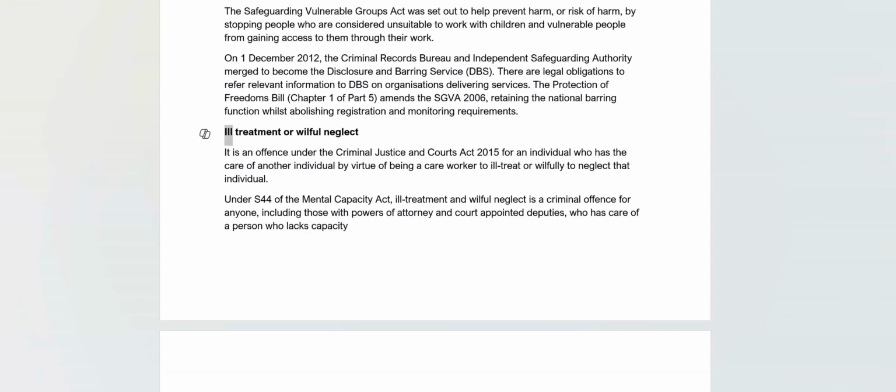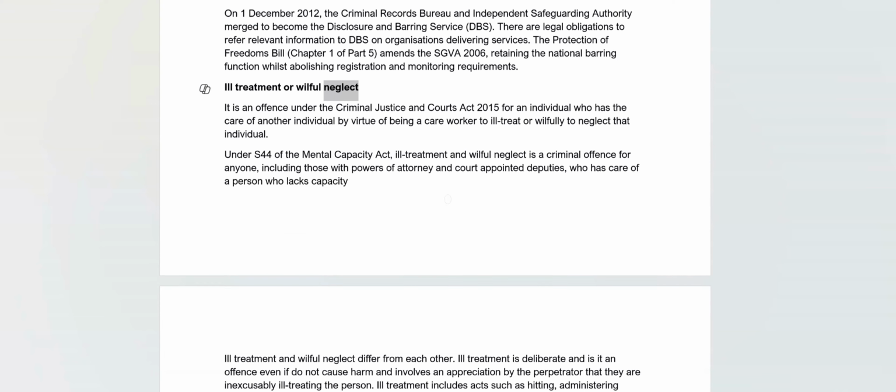Ill treatment or willful neglect. It is an offence under the Criminal Justice and Courts Act 2015 for an individual who has the care of another individual by virtue of being a care worker to ill-treat or willfully neglect that individual. Under S44 of the Mental Capacity Act, ill-treatment and willful neglect is a criminal offence for anyone, including those with powers of attorney and court-appointed deputies, who has care of a person who lacks capacity.